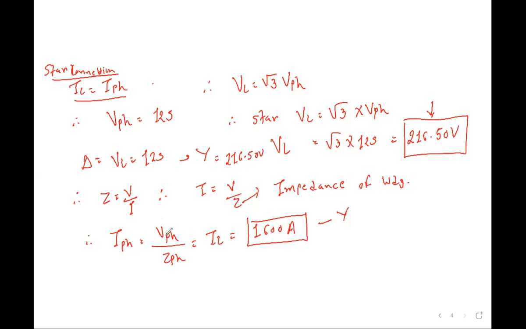Now what we have to find is the KVA rating. So KVA is equal to √3 VL IL. So √3, what is VL? 216.50, sorry, 216.50 into IL, which is 1600. What should be the answer? 599.99.